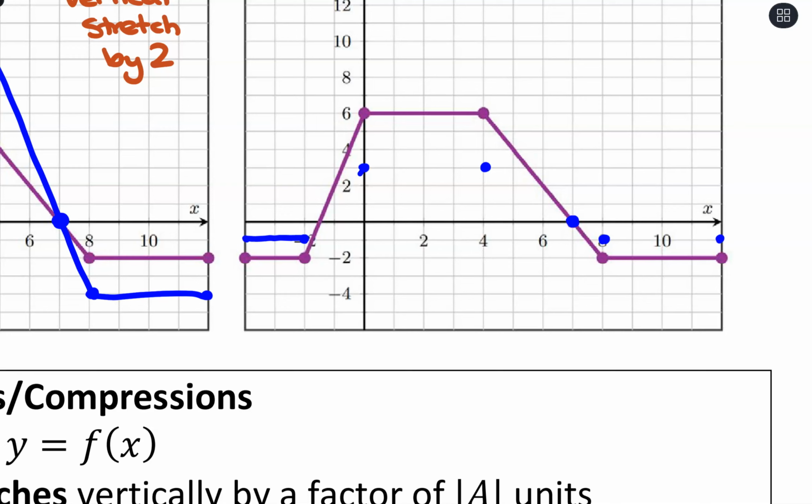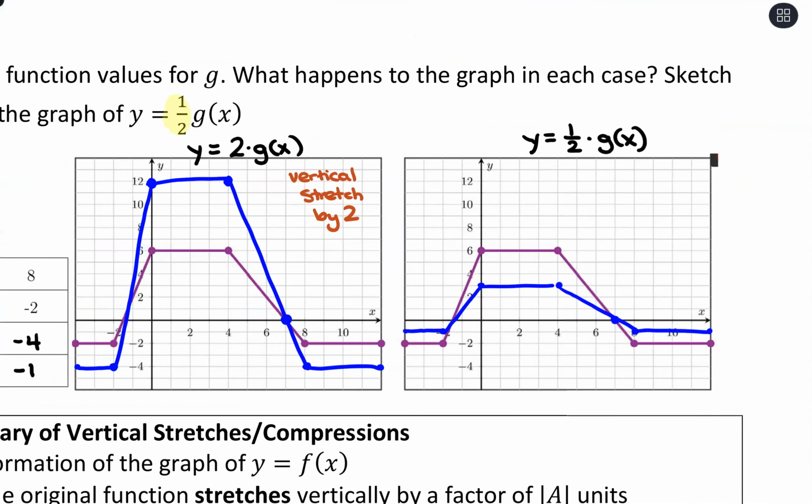So now our graph has squished down by a factor of 1/2. Where we had that vertical distance of 6 before, now it's been cut in half, or that vertical distance of 2 is now 1. And then the zeros stay the same. So this is called a vertical compression by 1/2.